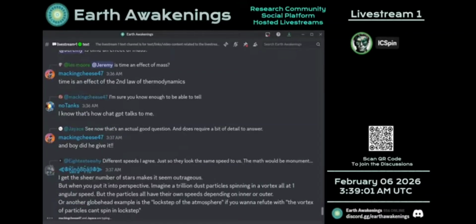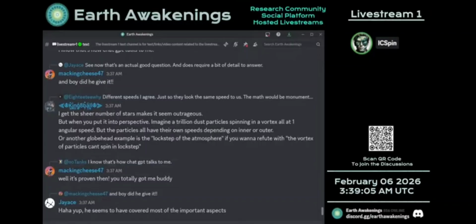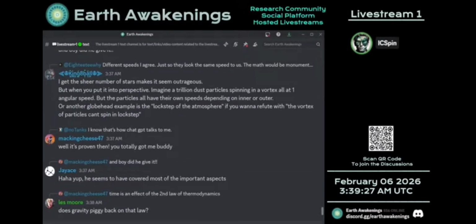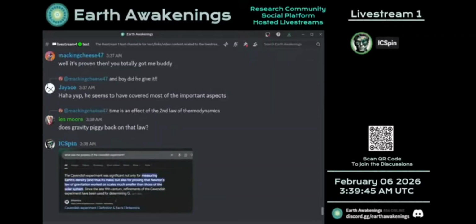You're right, Elbow. At least the AI overview says the Cavendish experiment was significant not only for measuring Earth's density, and thus its mass, but also for something about Newton. Did you ask it about big G though? I didn't. I just asked what was the purpose of the Cavendish experiment. Try asking it what it says about big G next. Oh, it does say that at the end. Since the late 19th century, refinements of the Cavendish experiment have been used for determining big G. I don't know if that's saying that's the original idea. It sounds like they're saying that's what's going on now. I don't know. And it's not part of the highlighted part.